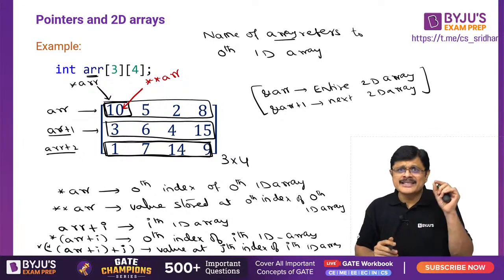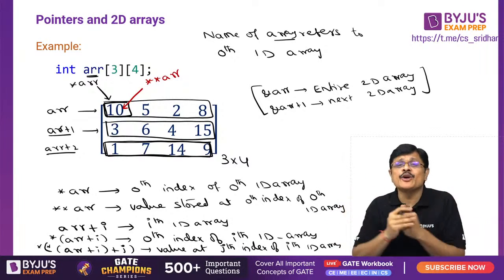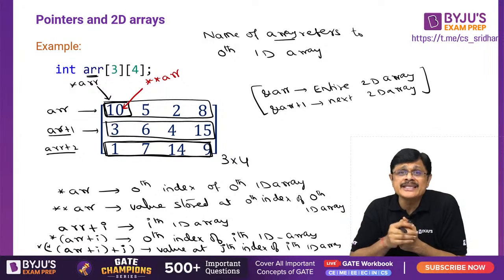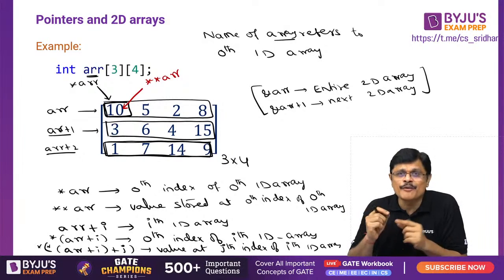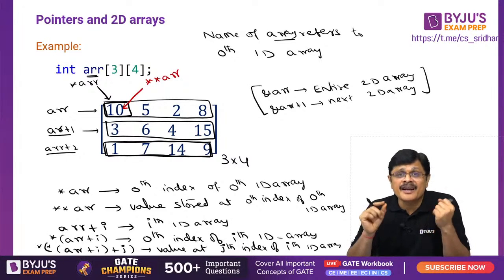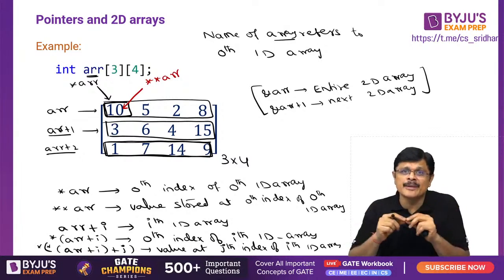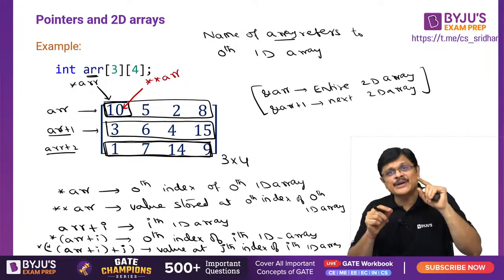Here arr refers to the 0th 1D array, because a 2D array is an array of what? Arrays. So whenever you say arr, it refers to a 1D array. *arr means the 0th element in that. Double star means that value.